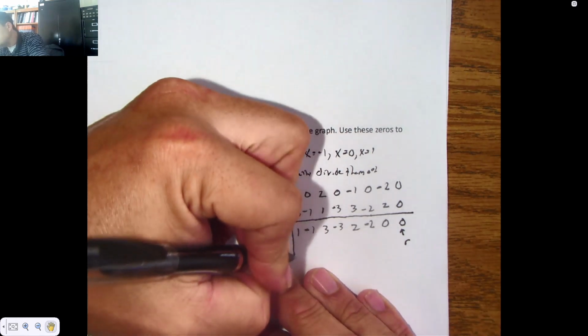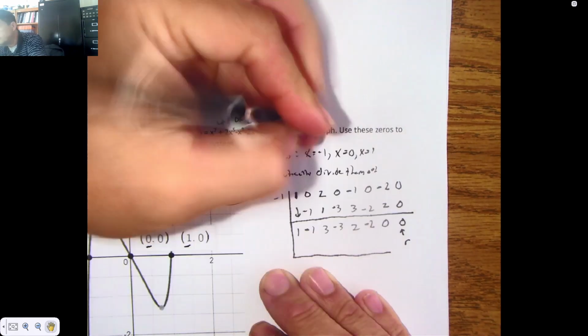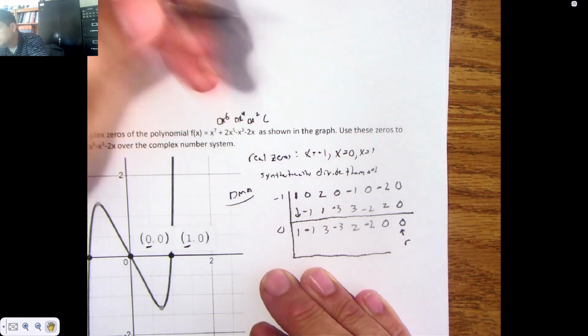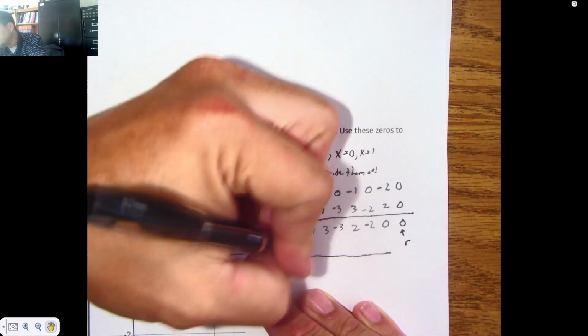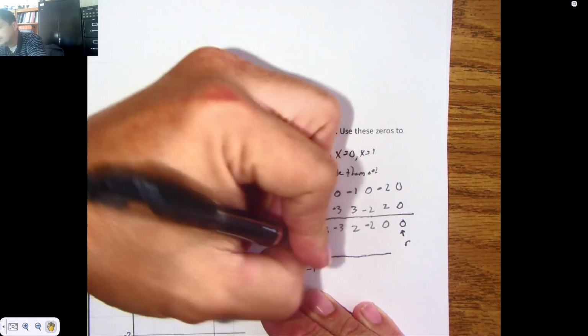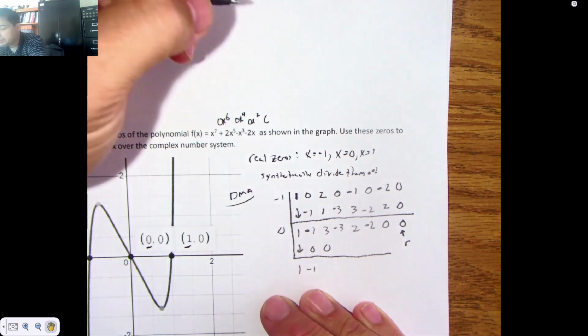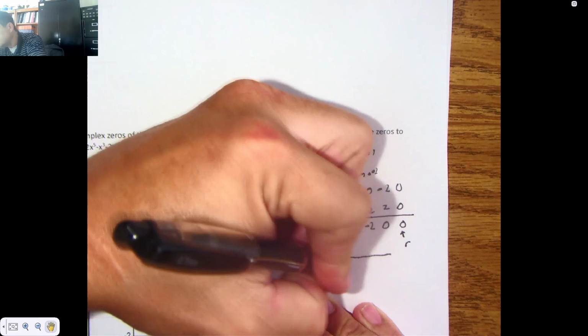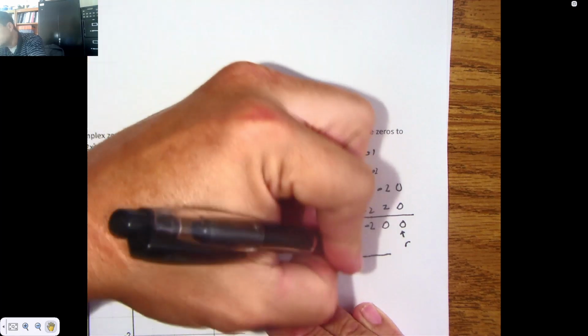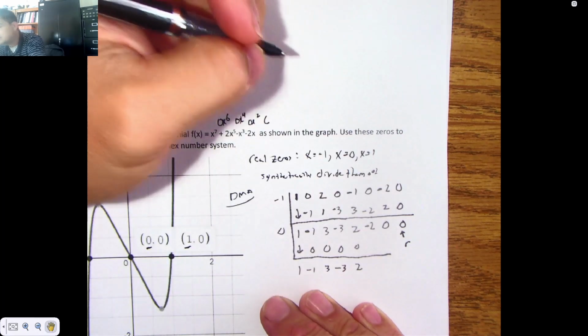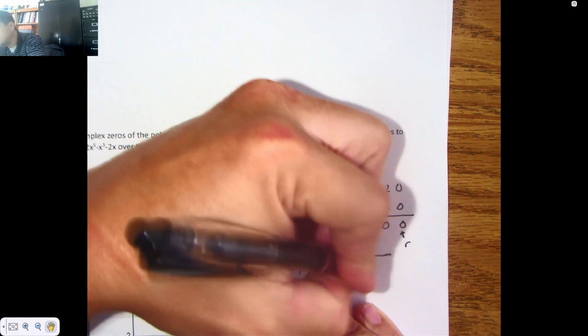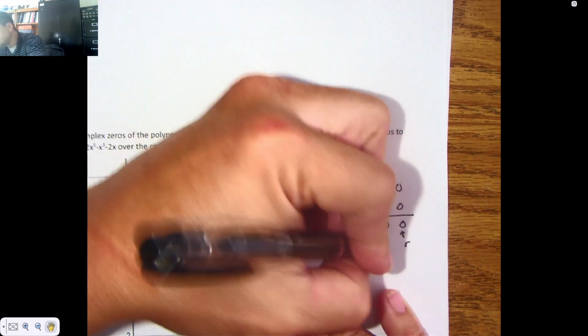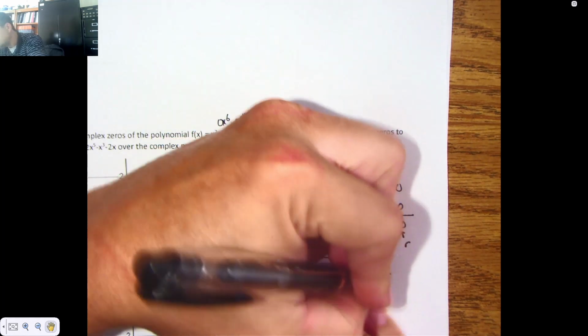I'm going to repeat the process, but this time with a 0, because that's the next one. I drop, and I multiply, and I add. I multiply, because 0 times -1 is 0, and I add. 0 times 3 is 0, and I add. 0 times -3 is 0, and I add. 0 times 2 is 0, and I add. 0 times -2 is 0, and I add. And here's my remainder again.